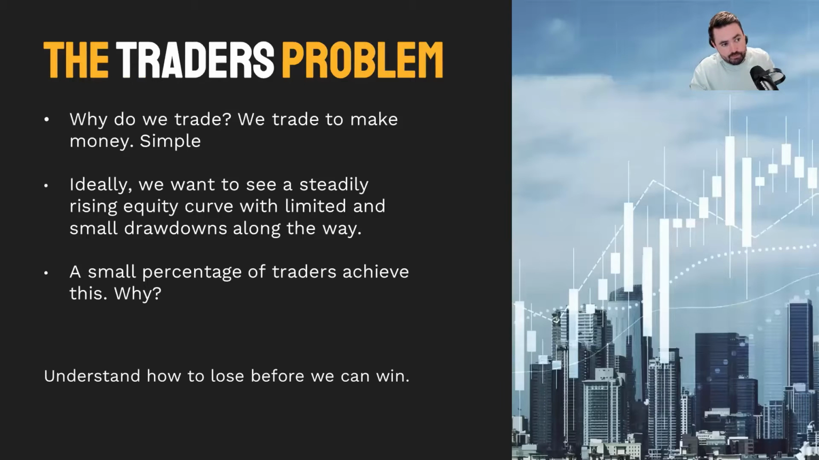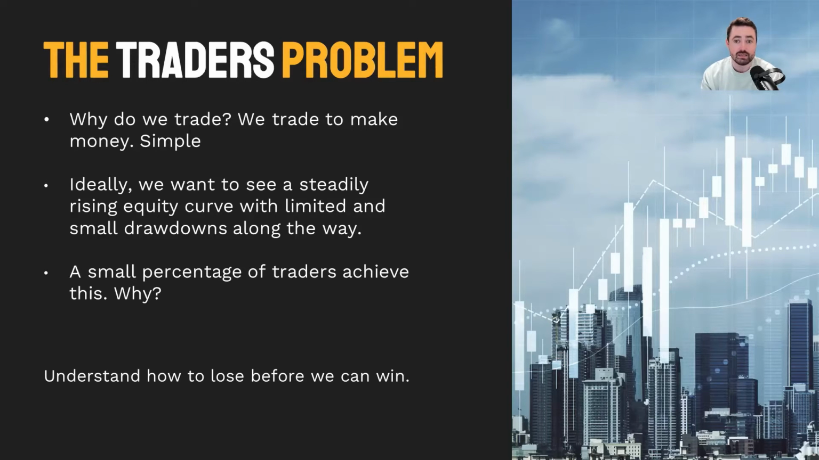The trader's problem, then, well, let's first of all ask a very simple question. Why do we trade? It's to make money. The simple reason, the number one reason people trade, to make money. Now, ideally, over time, what we want to see is a steadily rising equity curve with very limited drawdowns along the way. We're going to lose trades. Of course we are. If anyone says they win 100% of their trades, run a mile, because they're lying. We are going to lose some. We just want those losses to be minimal, and over time, our equity curve to be pushing to the upside.